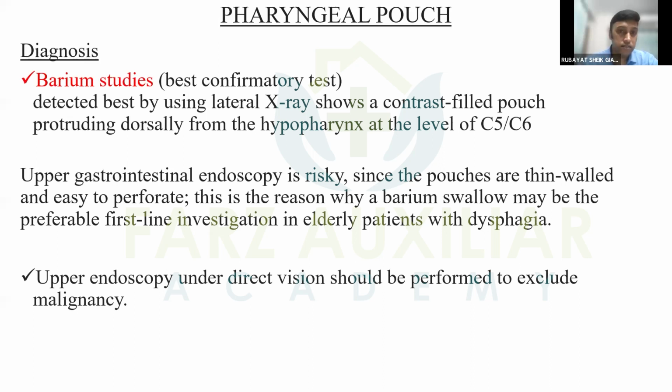a pharyngeal pouch. So the best test to start with is a barium study, because if you do an endoscopy, it's risky. These pouches are very thin walled. The scope can perforate the pouch. So you do a barium study, a pouch will be visible in the study. If an endoscopy is needed later to exclude any malignancy, you can do that safely.